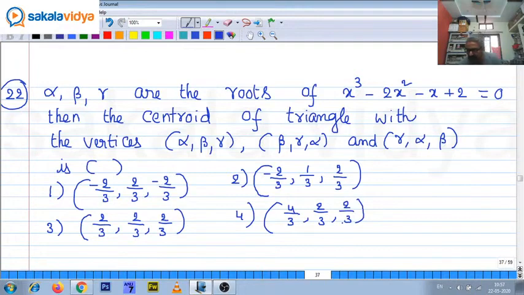So in this problem one logic is there. The centroid of the triangle with vertices alpha, beta, gamma; beta, gamma, alpha; and gamma, alpha, beta is (alpha plus beta plus gamma)/3 for each coordinate, which means all three coordinates must be identical. That's why the third option is the right option. So without any effort we can do it.